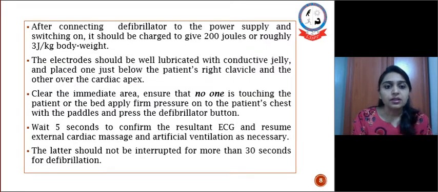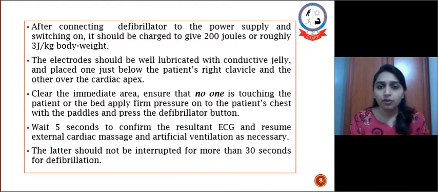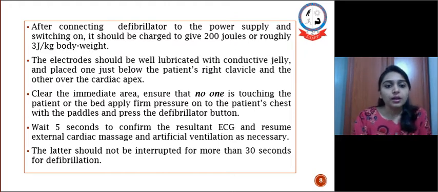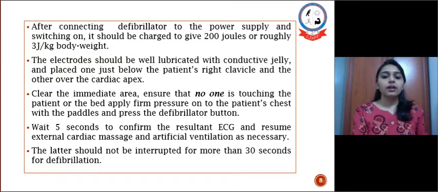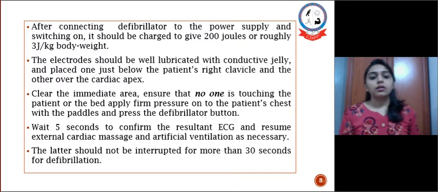After connecting the defibrillator to the power supply and switching it on, it should be charged to give 200 joules, or roughly 3 joules per kg body weight of the patient. The electrodes should be well lubricated with conducting jelly so that current can pass through the resistance of the skin. One electrode should be placed below the right clavicle and another at the apex of the heart.